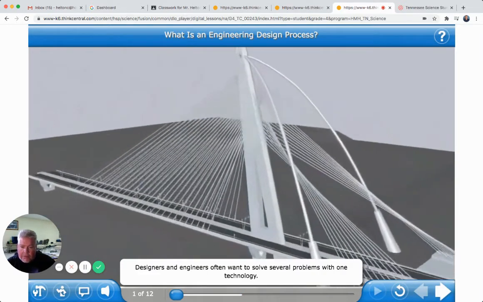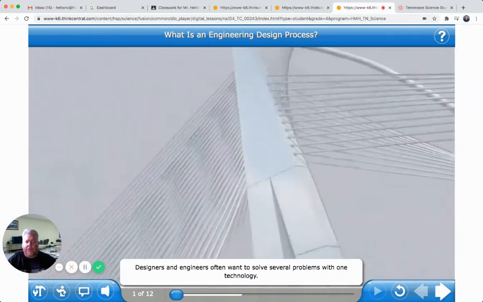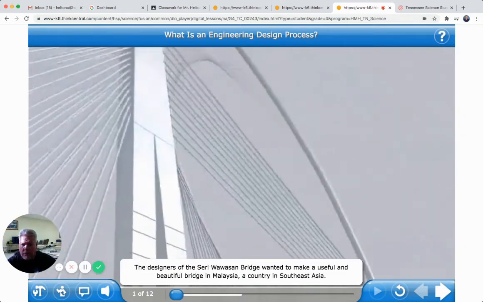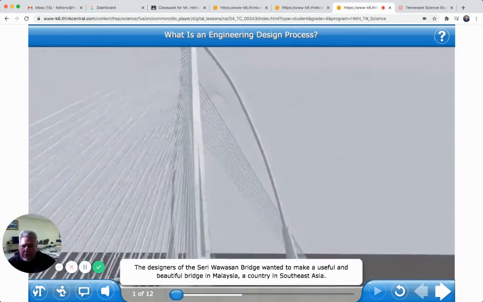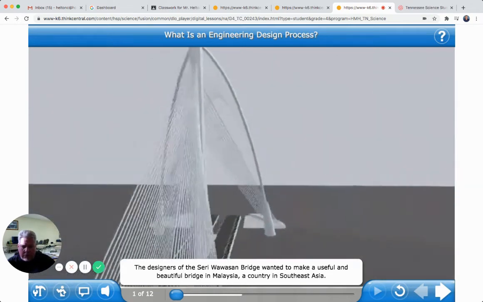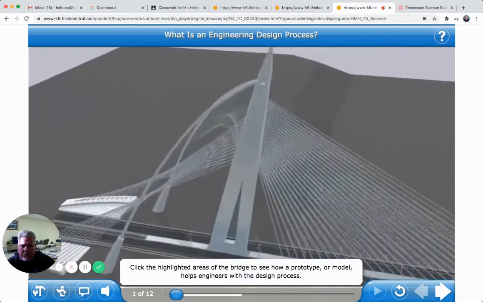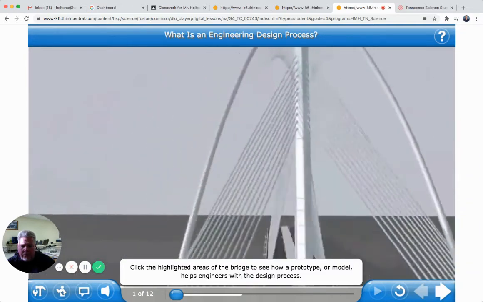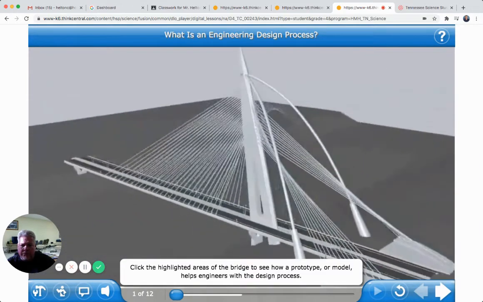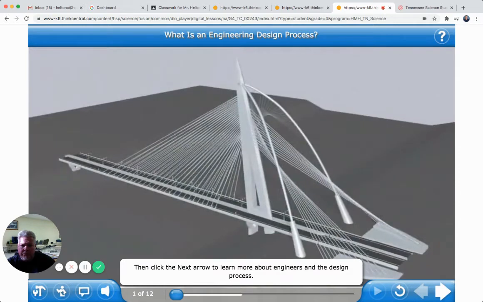Designers and engineers often want to solve several problems with one technology. The designers of the Sri Wawasan Bridge wanted to make a useful and beautiful bridge in Malaysia, a country in Southeast Asia. Click the highlighted areas of the bridge to see how a prototype, or a model, helps engineers with the design process. Then click the next arrow to learn more about engineers and the design process.